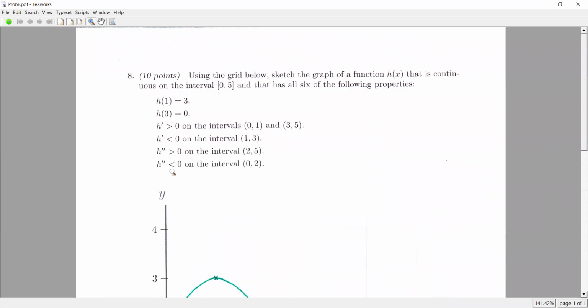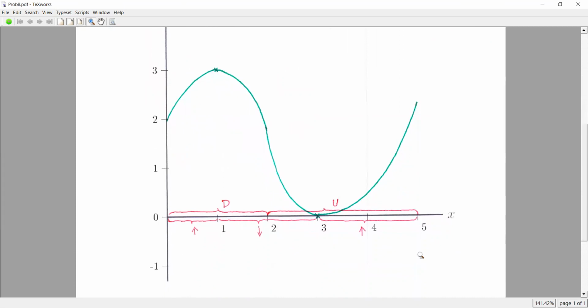Second derivative is less than 0 on the interval from 0 to 2. Second derivative less than 0. The graph of h is concave down. From 0 to 2, concave down. Now I have marked down all the information. Next, I sketch the graph of function h.